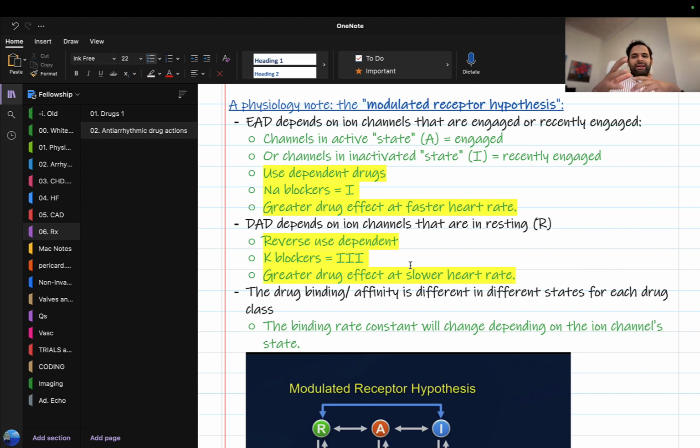And that explains the idea of pause dependency. So inactive state is recently engaged, and that's the source of a lot of confusion just because of the terminology. But just know that use dependency is related to the use of A, active channels, or I, inactive channels, because I channels have been recently engaged. So those will be the EAD drugs. Again, EAD will be use dependent. Early afterdepolarization, use dependent, will be the ion channel state active or the ion channel state inactive. Greater drug effect at faster heart rate.